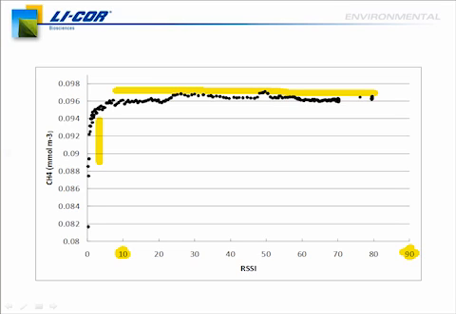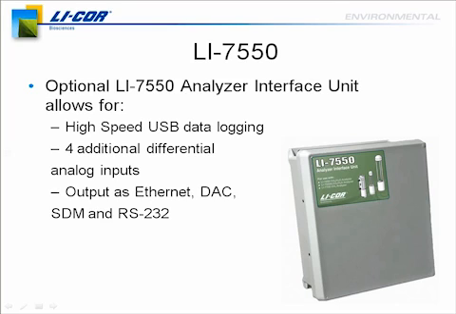That was a good one, and we'll go ahead and move on now and talk a little bit more about the LI-7550, which I mentioned earlier. That's the optional analyzer interface unit that interfaces with the instrument to provide a variety of benefits. If you're working at a site that doesn't already have instrumentation in place for logging data, the LI-7550 does have high-speed USB data logging, so you can use it to collect data at very high speeds from a variety of sensors and log all that in a merged file that's time-stamped.